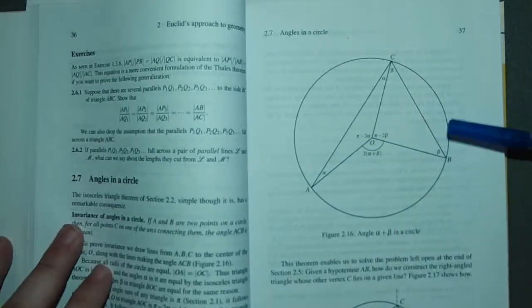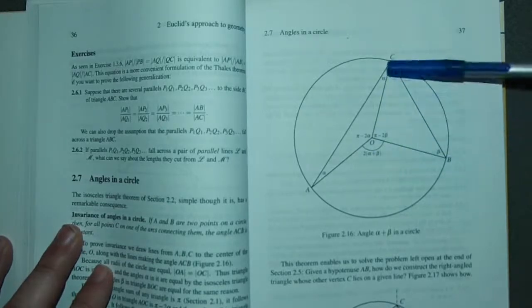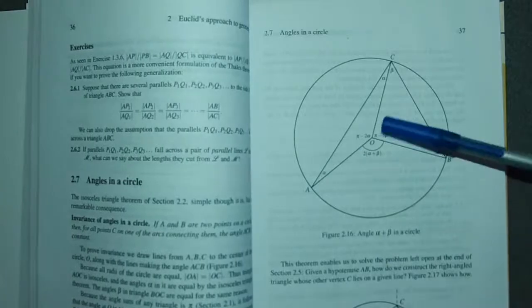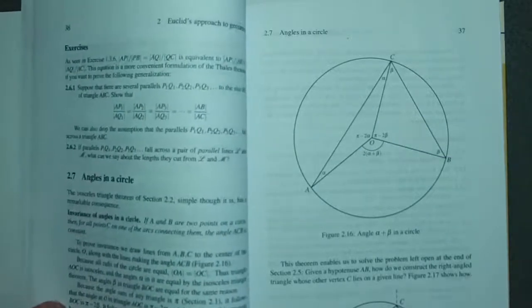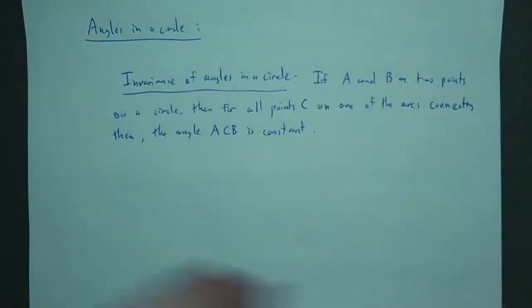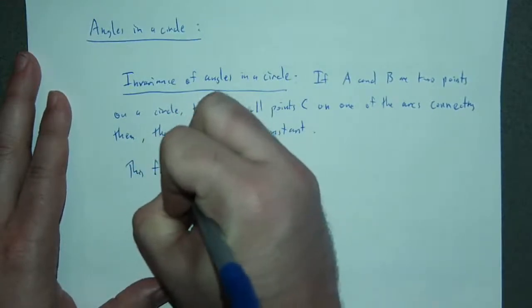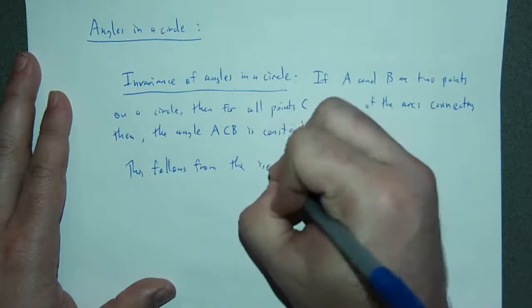Well, what I get is that these triangles that I formed here are isosceles triangles, right? So these are isosceles triangles. So ultimately, this follows from the isosceles triangle theorem.